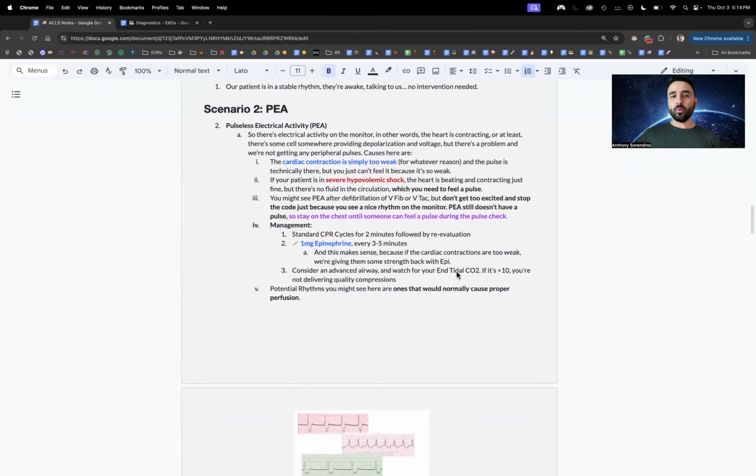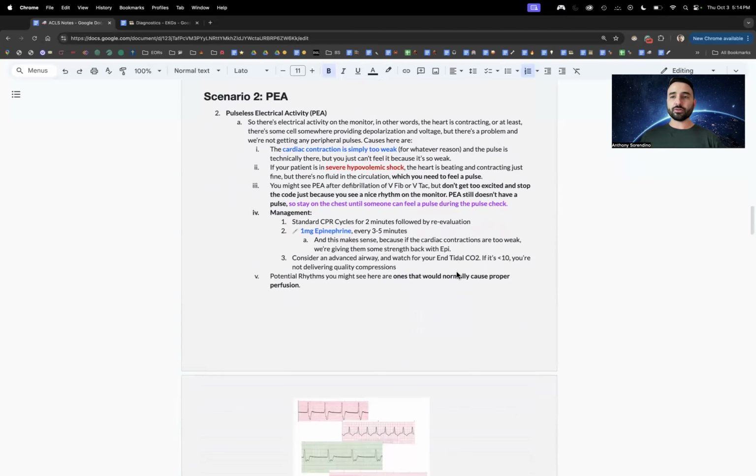There are different scenarios. The first one you might encounter is pulseless electrical activity. What does this mean? Basically, any rhythm can be on the monitor. It could be VTAC, it could be VFib, it could be, well, that's not a great example, but it could be sinus rhythm, for example. And you're like, oh, that's great. But my patient's not responding. They don't have a pulse. That's what PEA is. There's electrical activity happening, but the actual contractions are too weak to move blood, so you don't have a pulse.